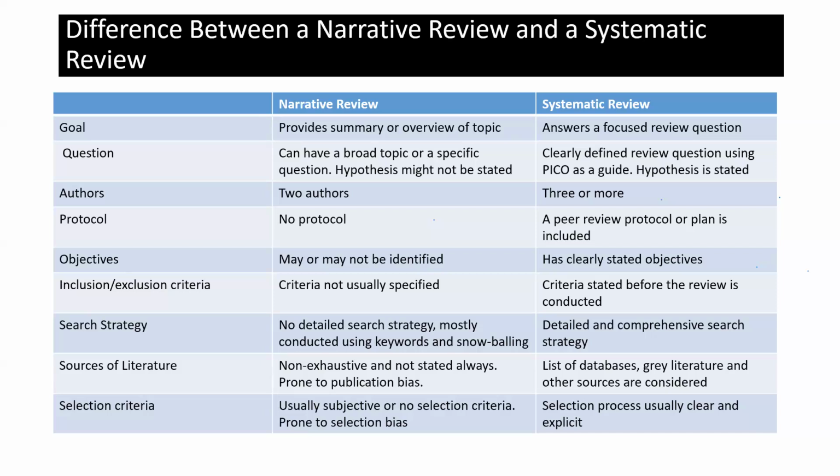A list of databases, grey literature, and other sources are considered in systematic reviews, but in a narrative review, when it's not stated, it's not exhaustive, and then it can lead to publication bias.